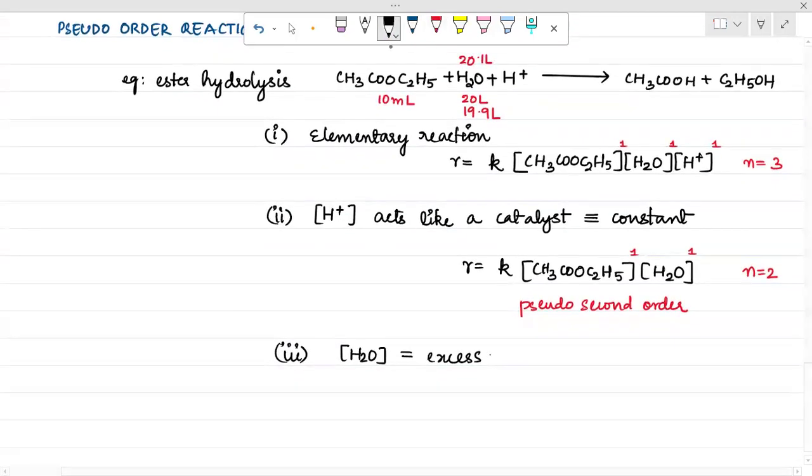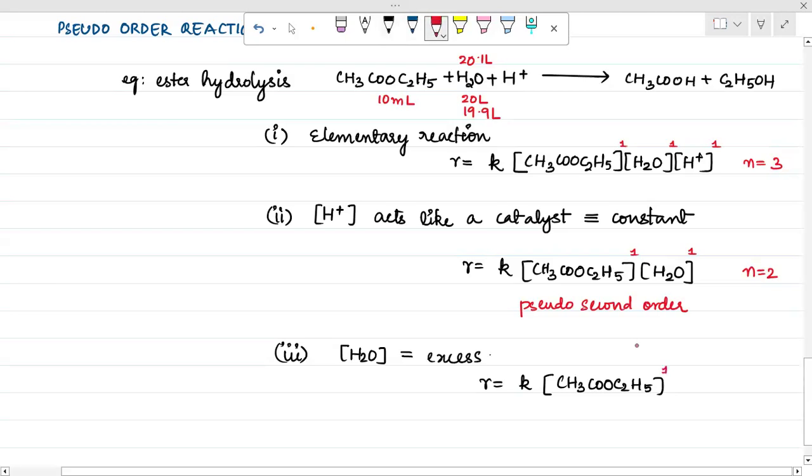Okay. Now, what will be our rate? It will be just rate constant into concentration of the ester alone, because water has no role. It is present in excess. Even if you decrease or increase by a few ml, that's not going to impact the ester hydrolysis of just 10 ml of our sample. Now, what is the order? It has become 1 and it is a pseudo first order reaction.